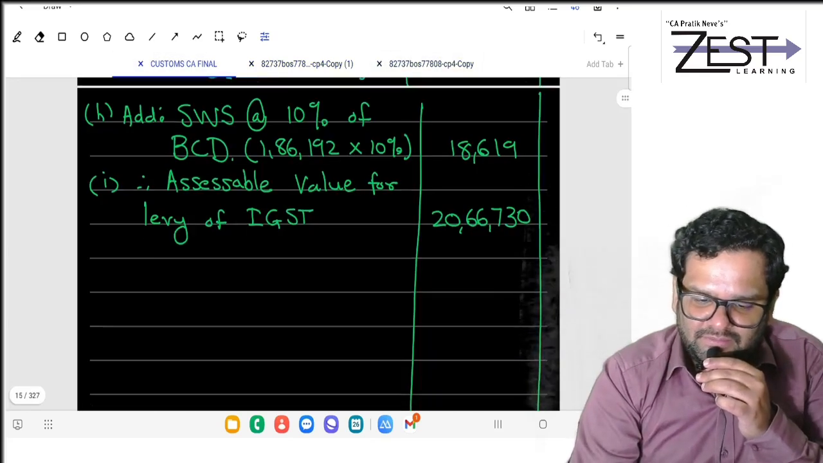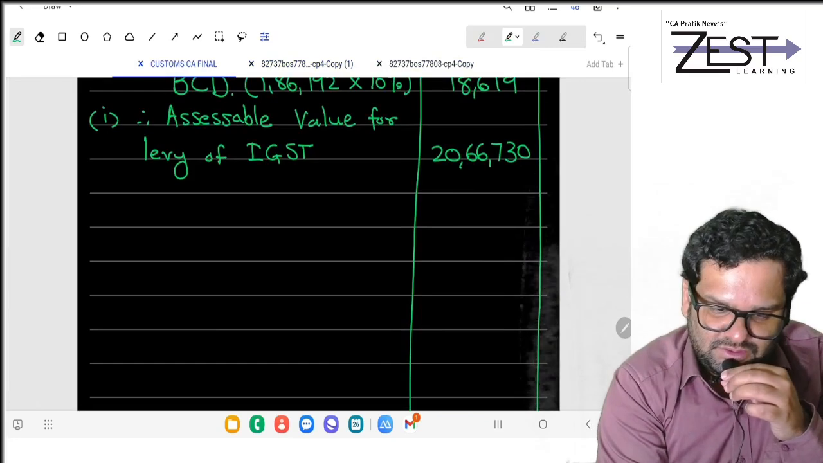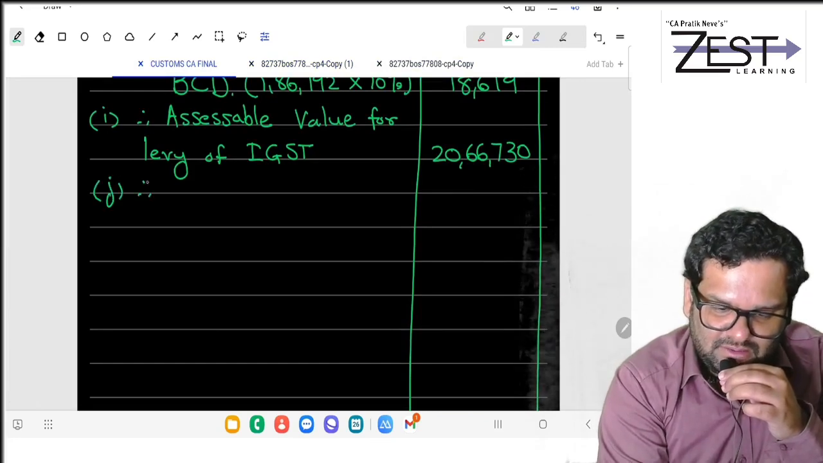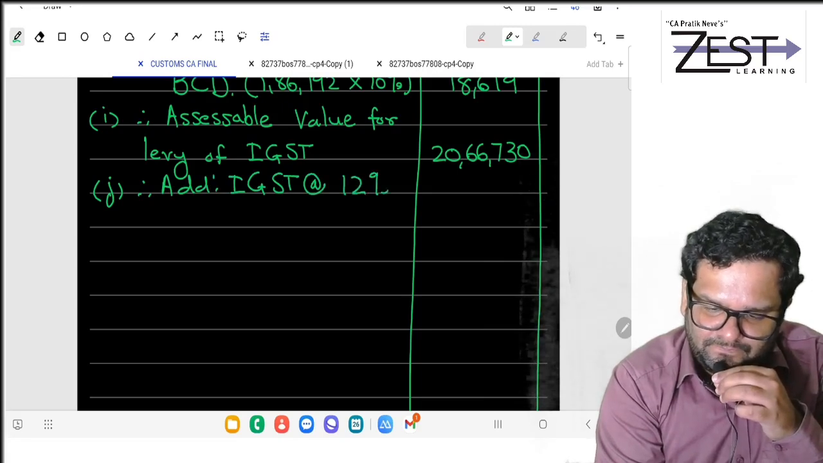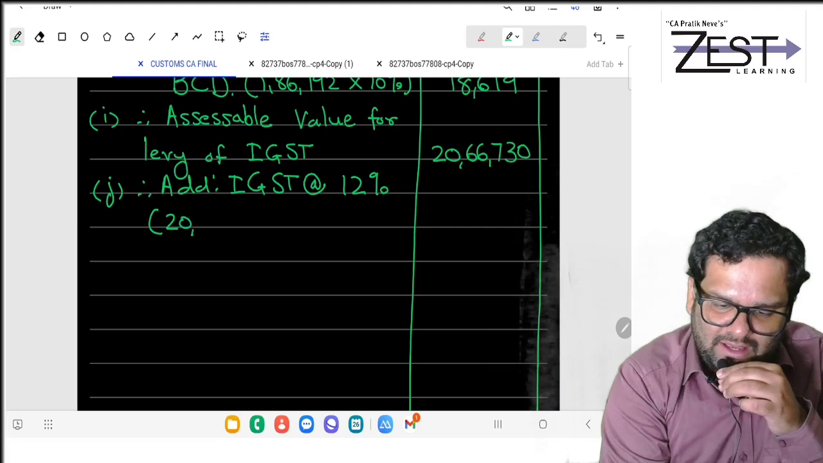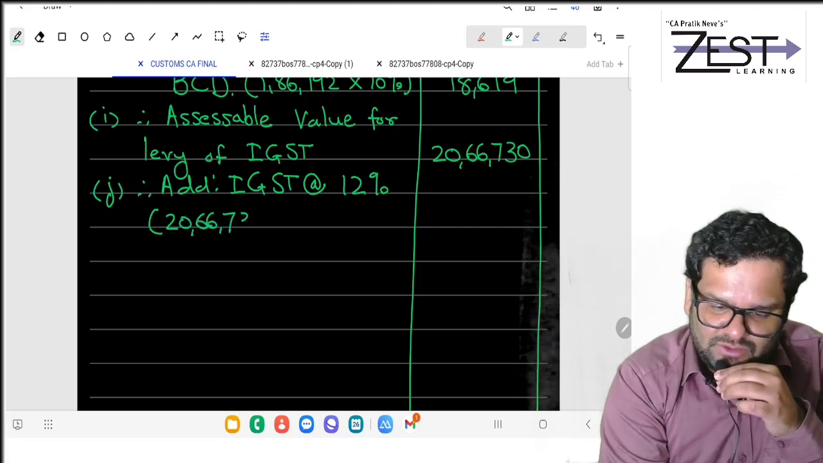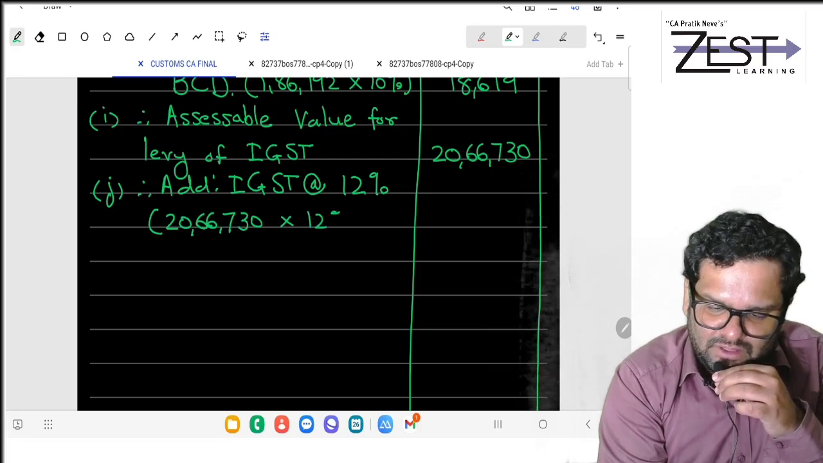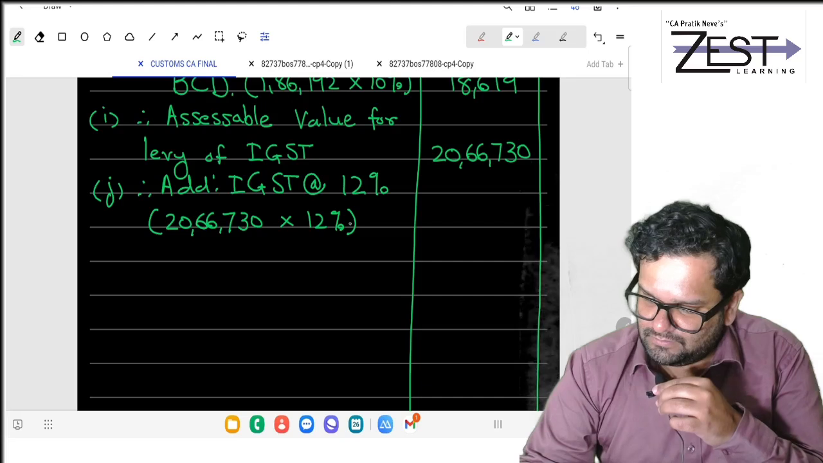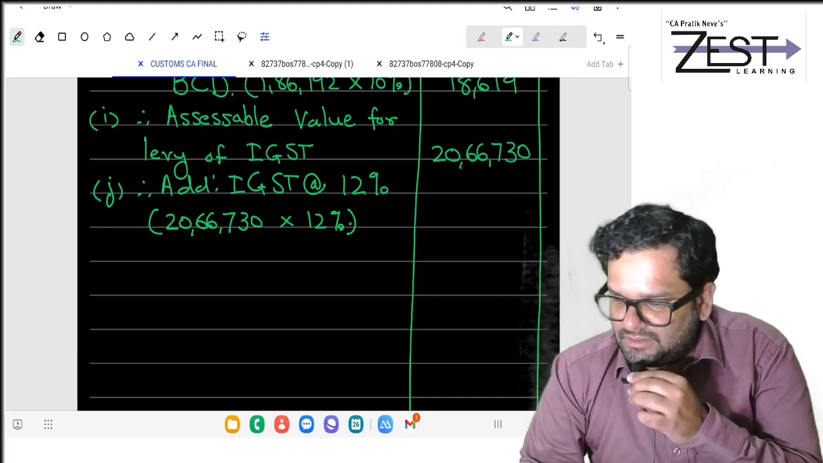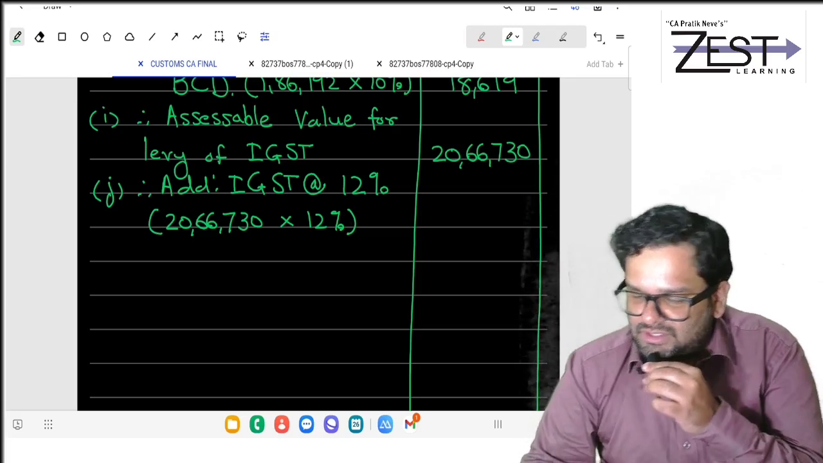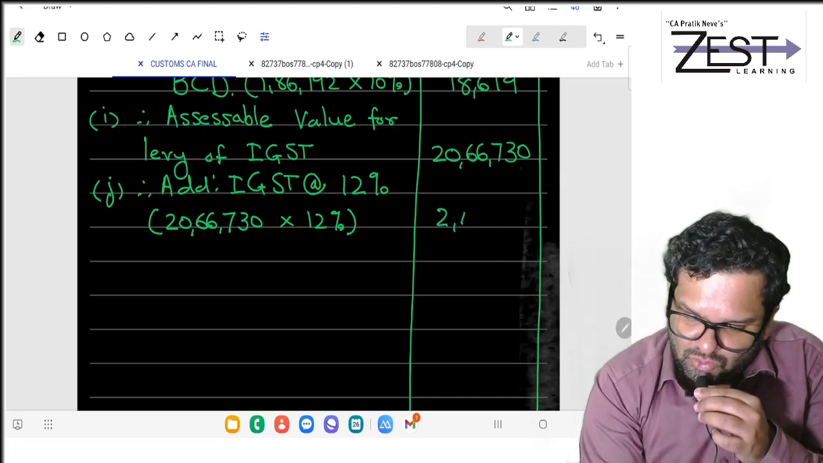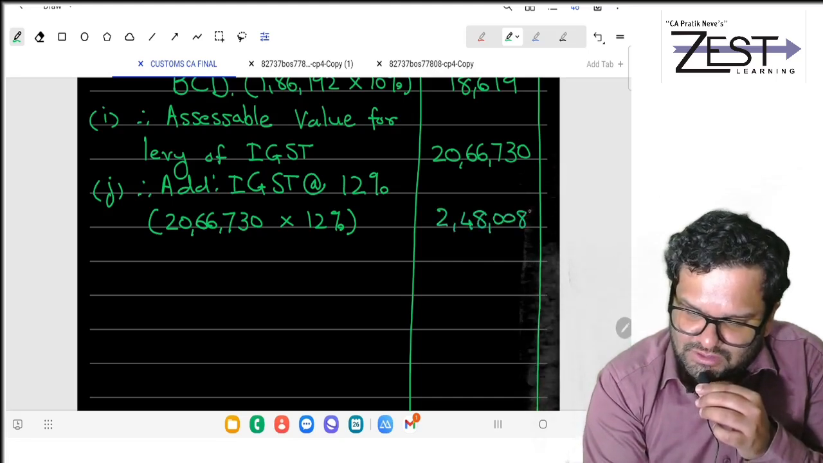Now, finally, can I go ahead and say add IGST at the rate of 12% given? So it will be 20 lakh 66,730 into 12%. Are you getting 2 lakh 48,008? 2,48,008.